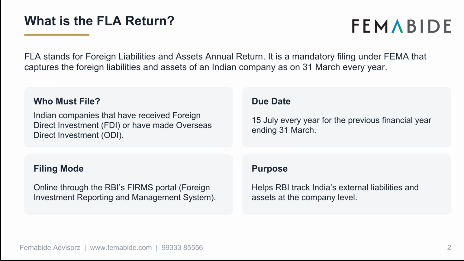What is the FLA return? FLA stands for Foreign Liabilities and Assets Annual Return. It is a mandatory filing under FEMA. Every year, Indian companies that have received foreign direct investment or have made overseas direct investment must report their foreign liabilities and assets as on 31st March. The due date is 15 July. Filing is done online through RBI's FIRMS portal. The purpose is simple. It helps the Reserve Bank track India's external liabilities and assets at the company level.